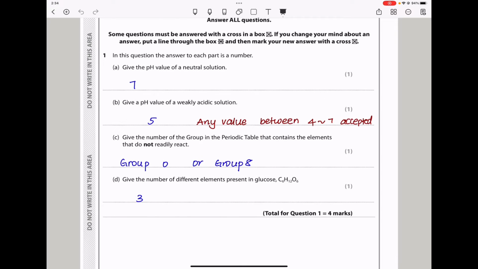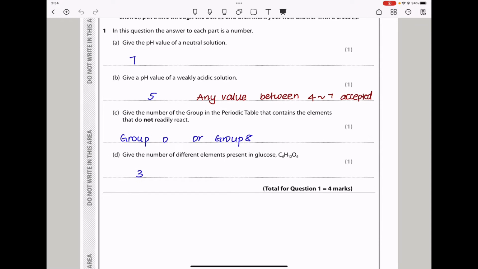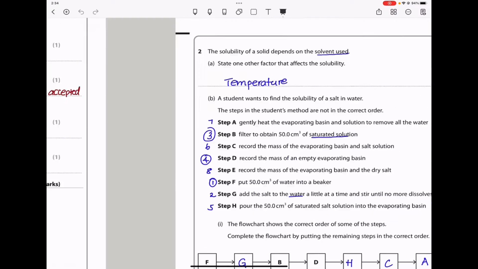Then in part C, give the number of the group in the periodic table that contains the elements that do not readily react. This is going to be group 0, or you could say group 8. It's the same thing. Then part D, give the number of different elements present in glucose. We can see this is the formula of glucose. It contains carbon, hydrogen, and oxygen. So they are 3. So this brings us to the end of question 1. Let's continue to question 2.